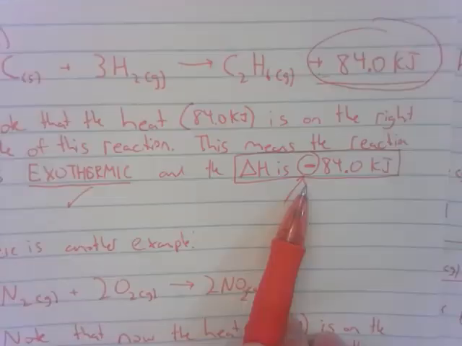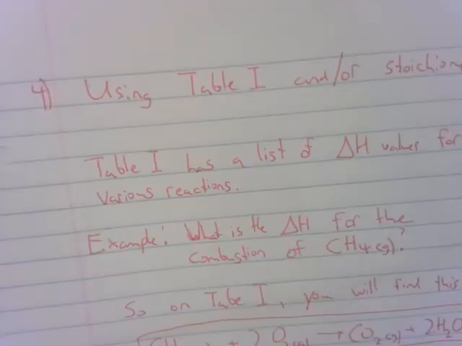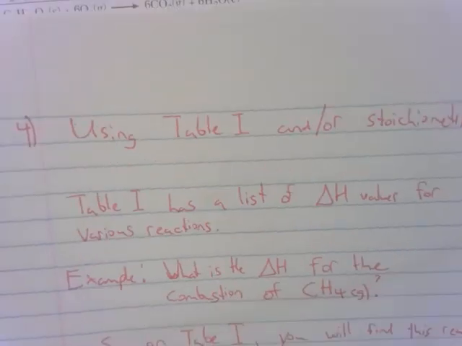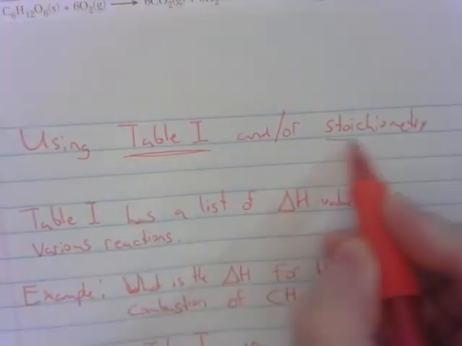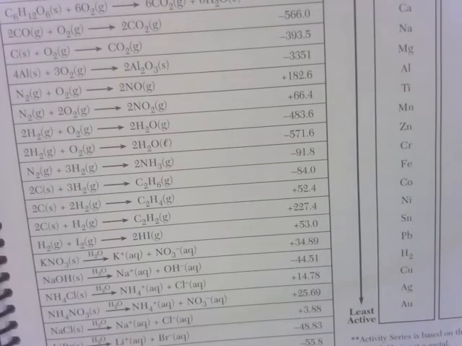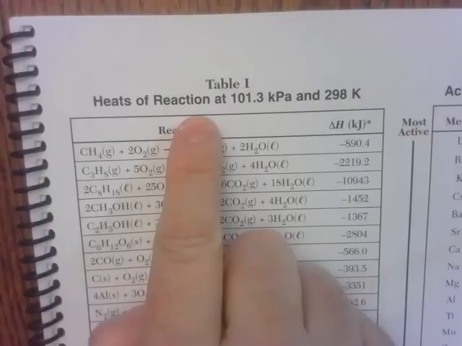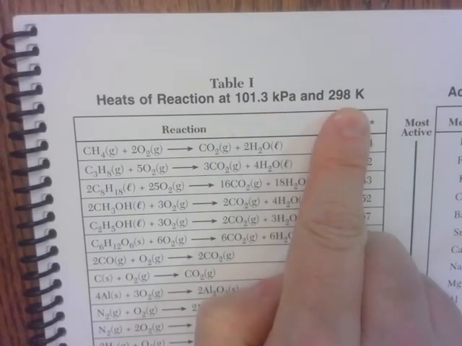Okay. One final way to calculate delta H is simply using a reference table, Table I. And you can then use stoichiometry if you want to make it more challenging. So what exactly does Table I show you? Well, let me give you a few examples here. Table I says the heats of reaction at 101.3 kPa and 298 Kelvin, and there's a list of, I don't know, maybe 30 reactions or so.